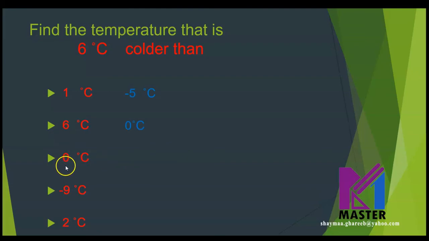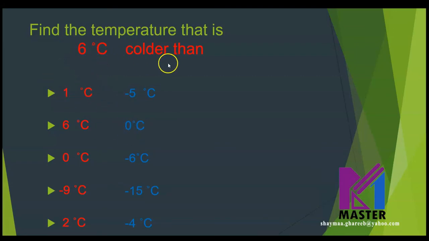When you count back from 0 by 6 steps, you are going to reach -6. And when you count back from -9, it will be -10, -11, -12, -13, -14, -15. Now, when you count back from 2, it will be 1, 0, -1, -2, -3, then -4. Okay, so -5 is 6 degrees colder than 1.